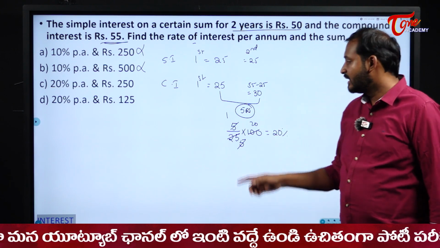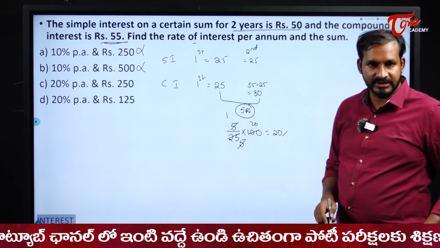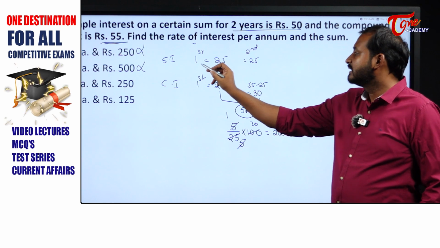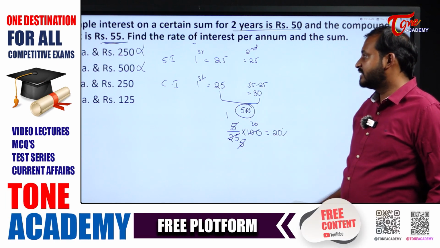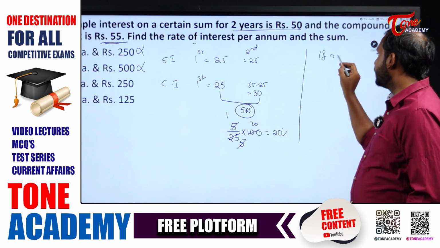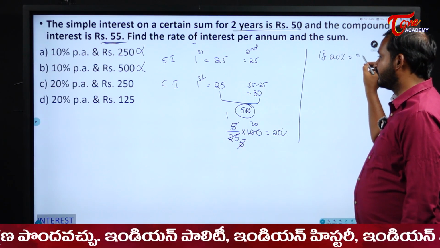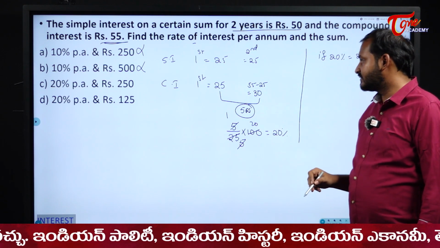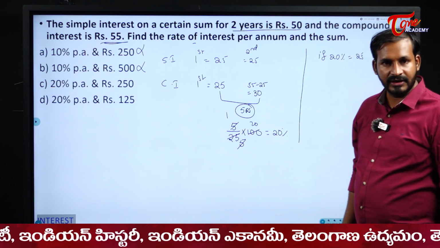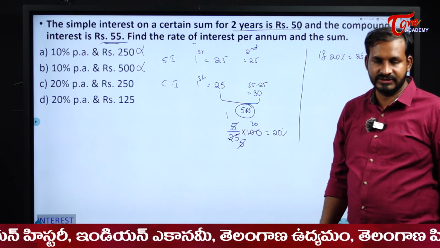Now please observe here. Rate of interest, how much did I get here? 20%. Okay sir, super good. If the rate of interest is 20%, for the first year this 20% will become what? 25, right? If 20% is 25, then the interest for the first year is 25, right? 20% of the principal is 25.